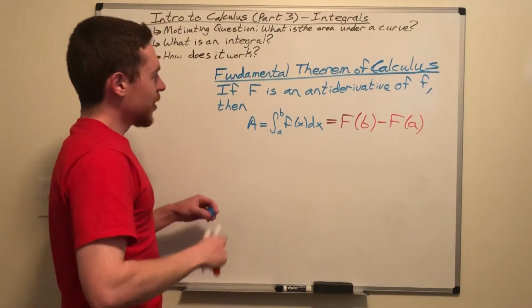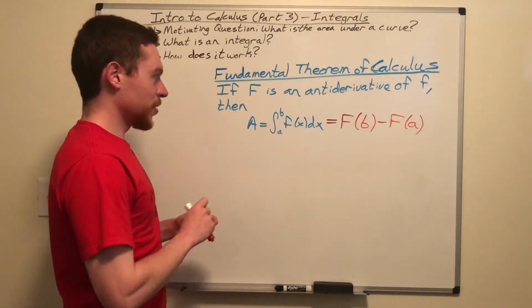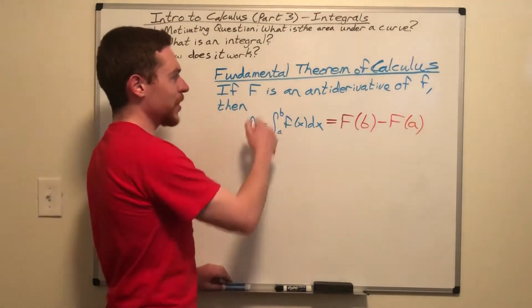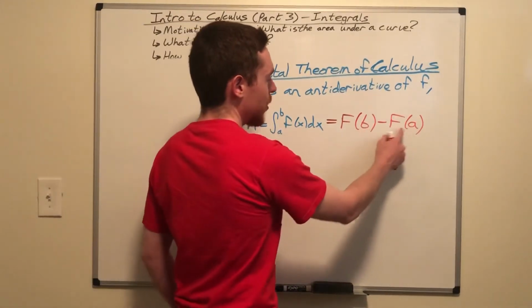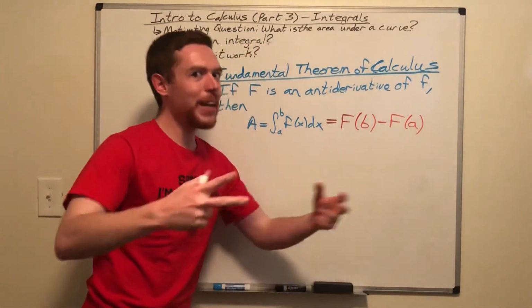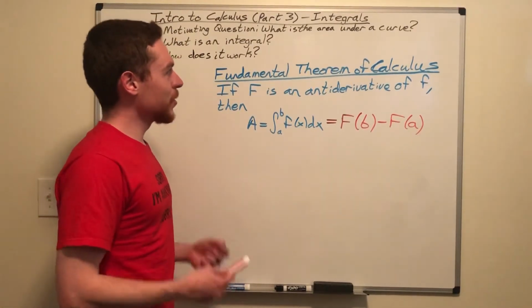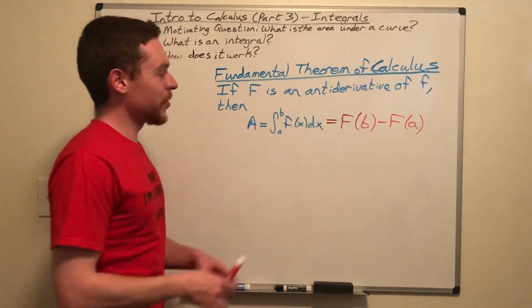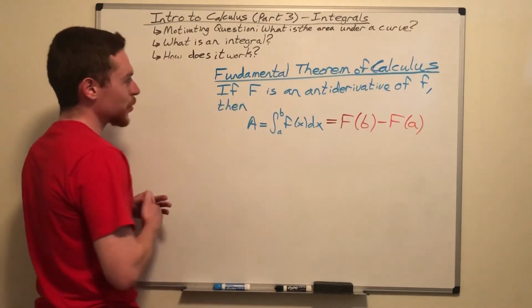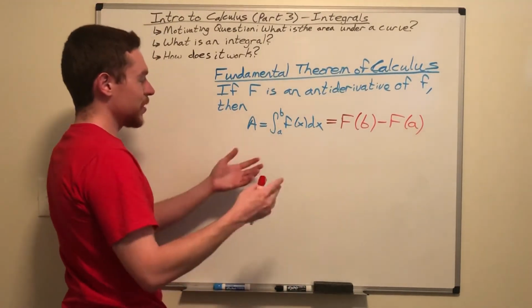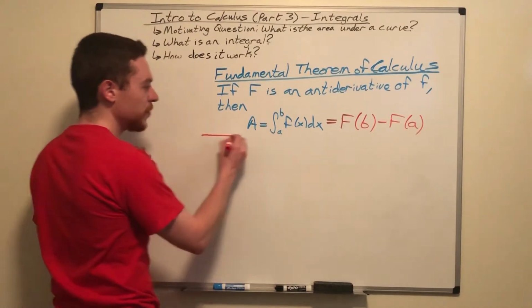Cool. So rather than use some unwieldy thing, all we have to do is find the antiderivative, plug in the endpoints, and subtract. That's way easier than using a limit definition. But what is an antiderivative, and why is this the fundamental theorem? Why is this relating tangent lines and areas and all that stuff?